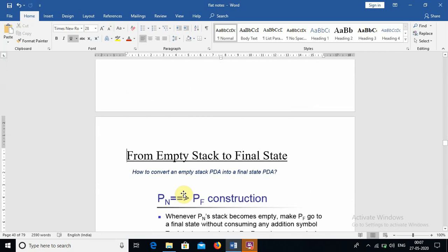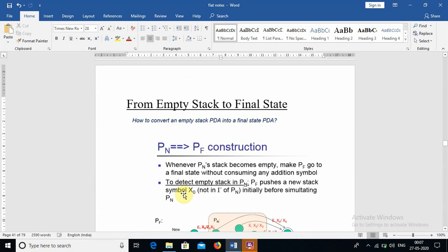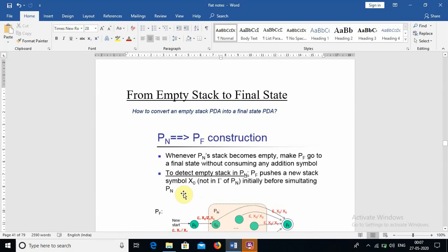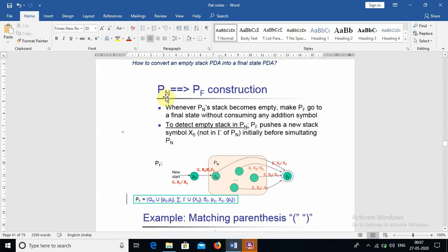So this is another way to define acceptance. What we discussed is that there are two ways to define language acceptance. Now we can also convert from empty stack to final state, or from final state to empty stack. So from one way of language acceptance to the other, there is a possibility of conversion. Let's discuss those. The first one, N stands for null stack. So a PDA with empty stack can be converted into a PDA with a final state.